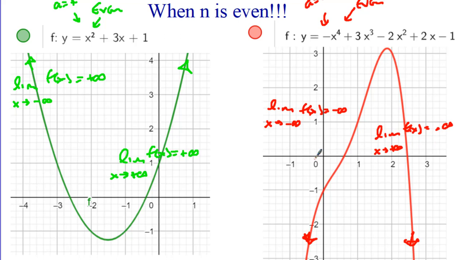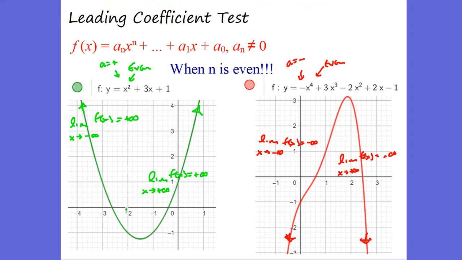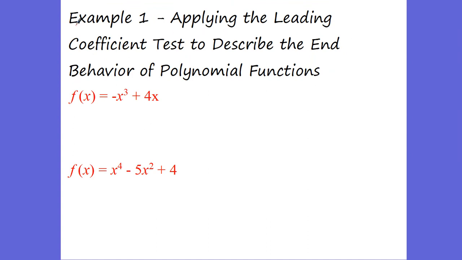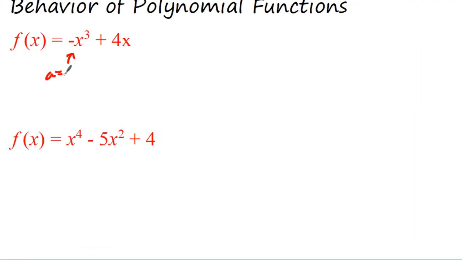Now, even functions will always have the same end behaviors. They'll always be either positive infinity and positive infinity, or negative infinity and negative infinity. So let's take a look at some examples here. We're going to apply our leading coefficient test to describe the end behavior. So take a look here. My a value is going to be negative.